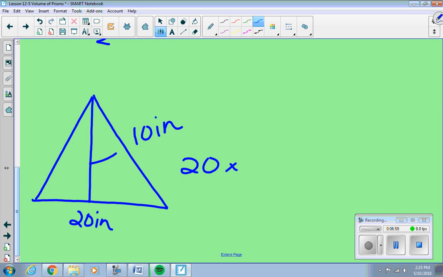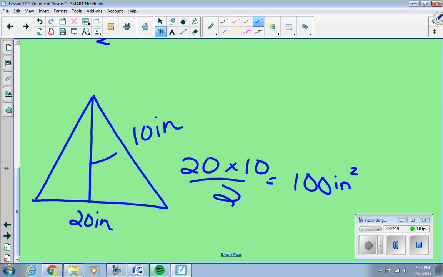Base times the height divided by 2. And this would be 100, I believe, inches squared. So you have to know how to find the area of a triangle before we even dive into the volume of prisms. Okay, that's really important. You have to know how to do this.